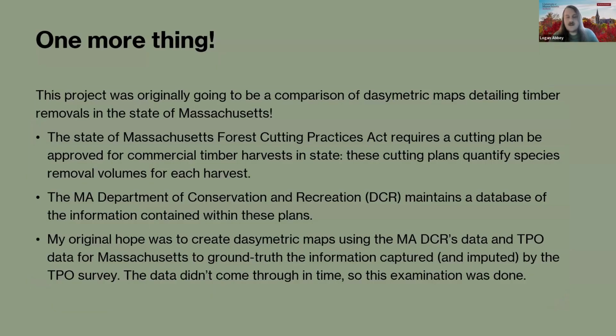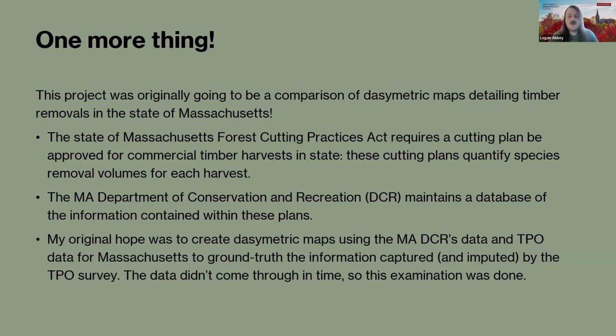And finally, I don't know if anybody had read the original abstract that I submitted for this project, but originally I was going to try to ground truth the TPO imputations by making a comparison of dasymetric maps. In the state of Massachusetts, the Forest Cutting Practices Act requires that a cutting plan is approved for commercial timber harvests within the state, and these cutting plans actually quantify in detail volume removed for each species for every single harvest. And our Department of Conservation and Recreation maintains a database of that information.